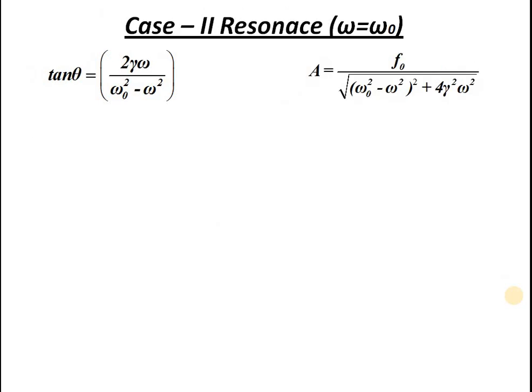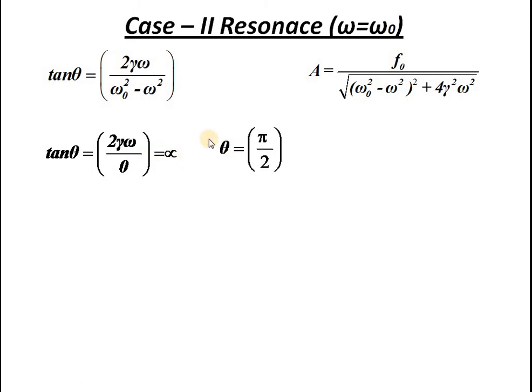Now let's move on to the resonance case. That means the applied frequency and the system frequency are the same. So what happens in the denominator? This becomes 0 automatically. Omega 0 minus omega becomes 0. So you can see you are dividing a term by 0, which means you will get infinity. This is happening when theta is equal to pi by 2. So displacement x you can write like that.